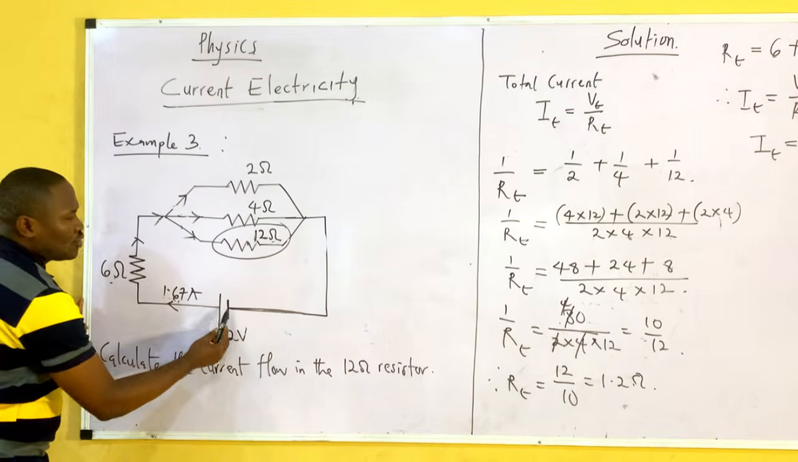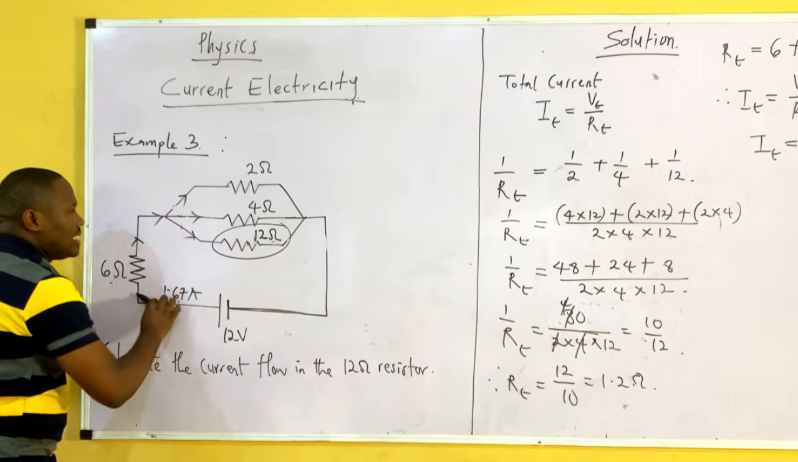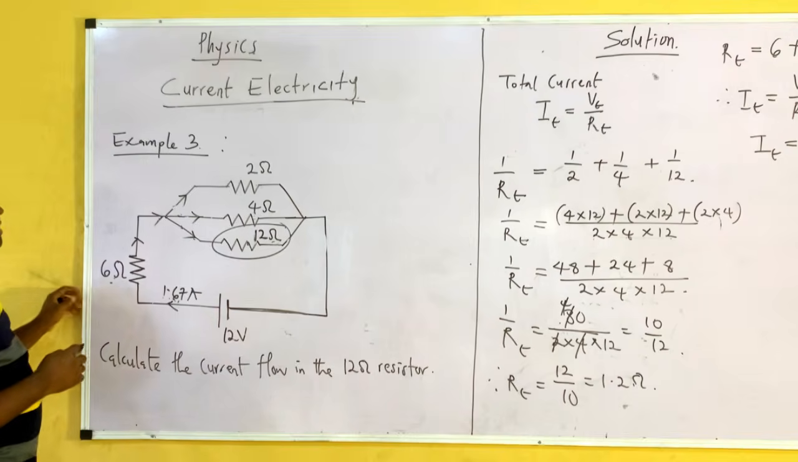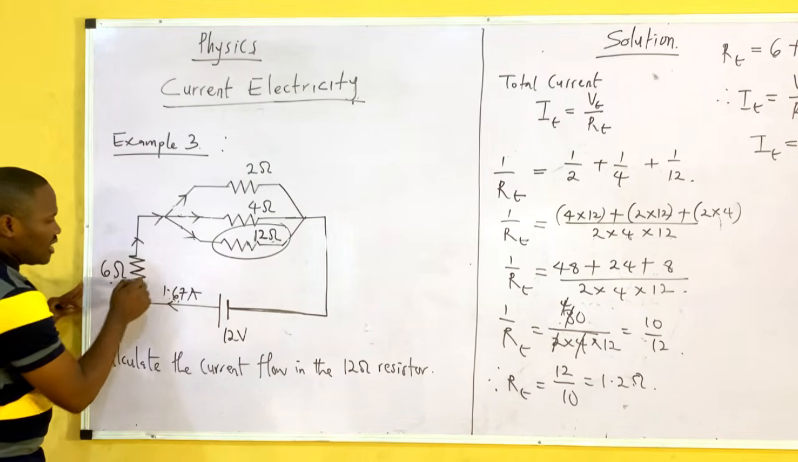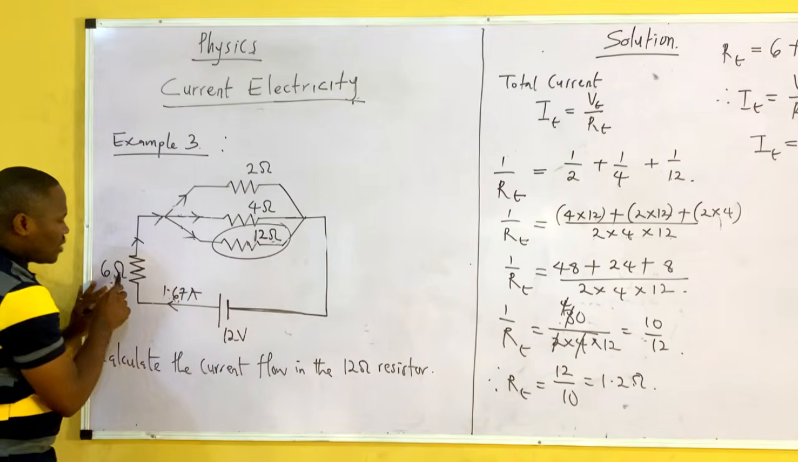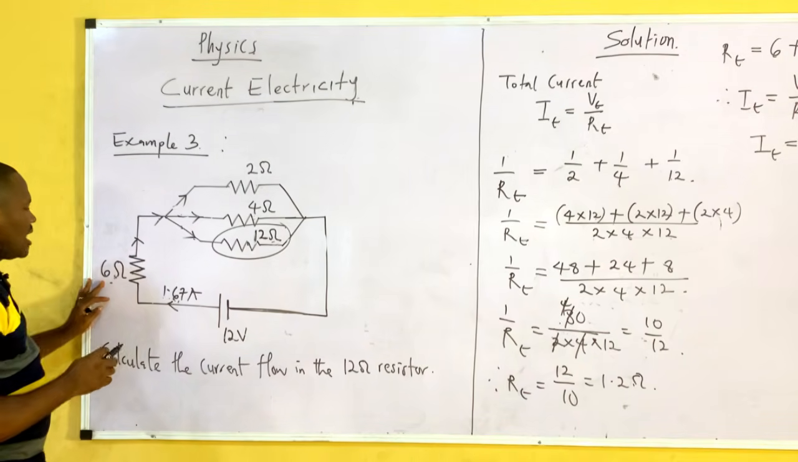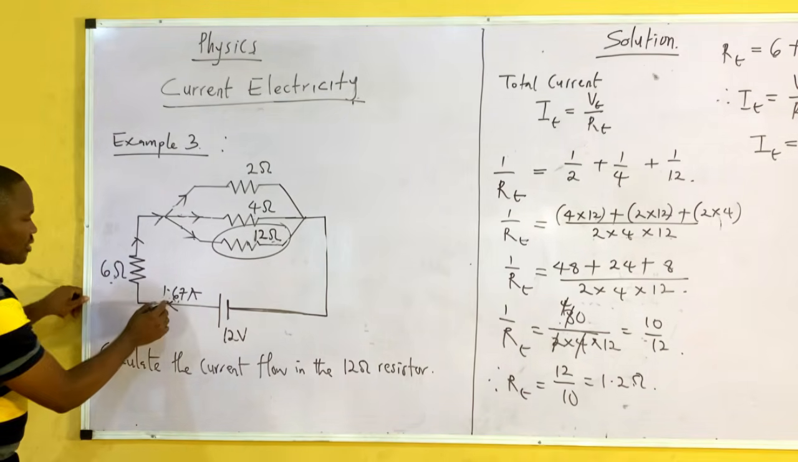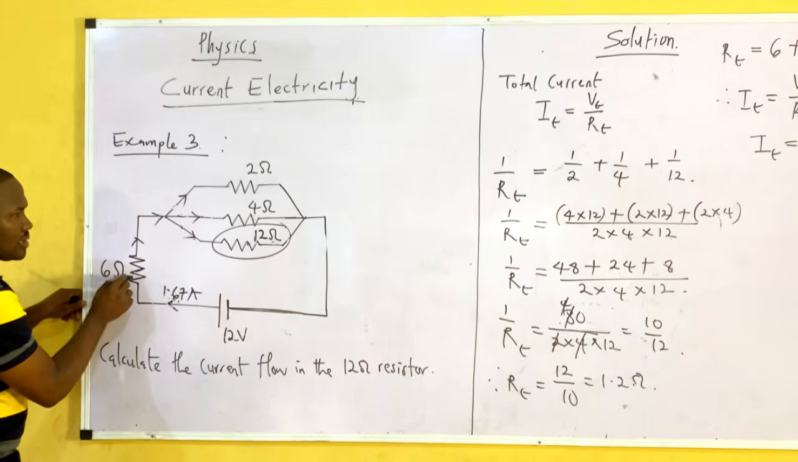What about the total voltage? Now, remember, we know that when they are like this, they have the same voltage. So it means that the voltage here is 12. The total voltage in the circuit is 12. What is now the voltage here? And what will be the voltage here? Now let's see. I already know the current here because this is the current coming, 1.67. The current here will be 1.67.